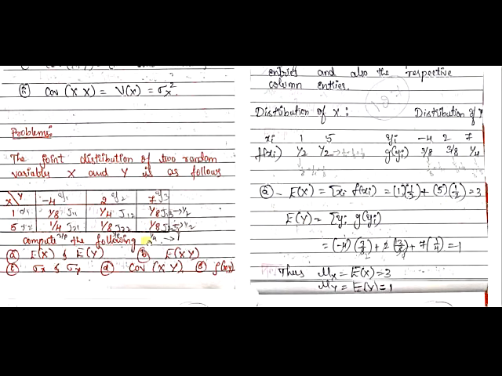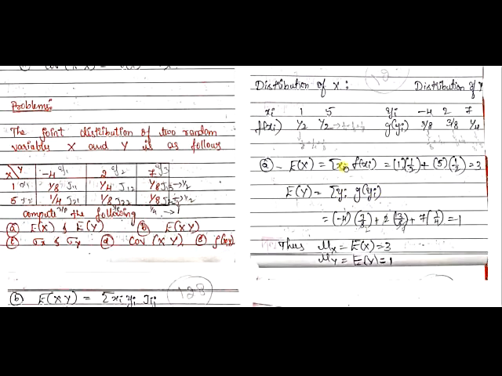Similarly, what is the expectation of y? In terms of y it is summation yj g of yj. Just to take the difference, here I is taken, and if you take I again, then it will be confusing. That's why you can take it as j: summation yj g of yj.